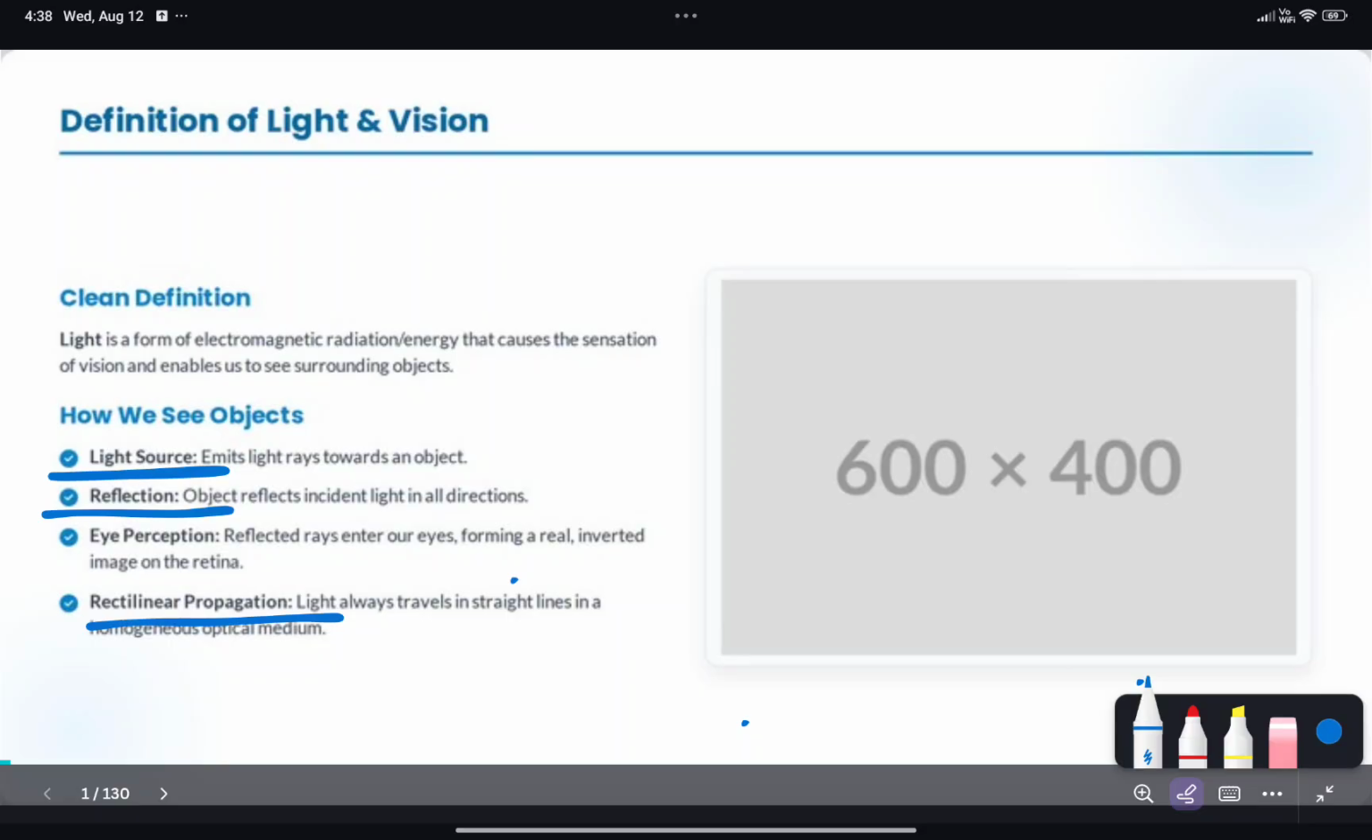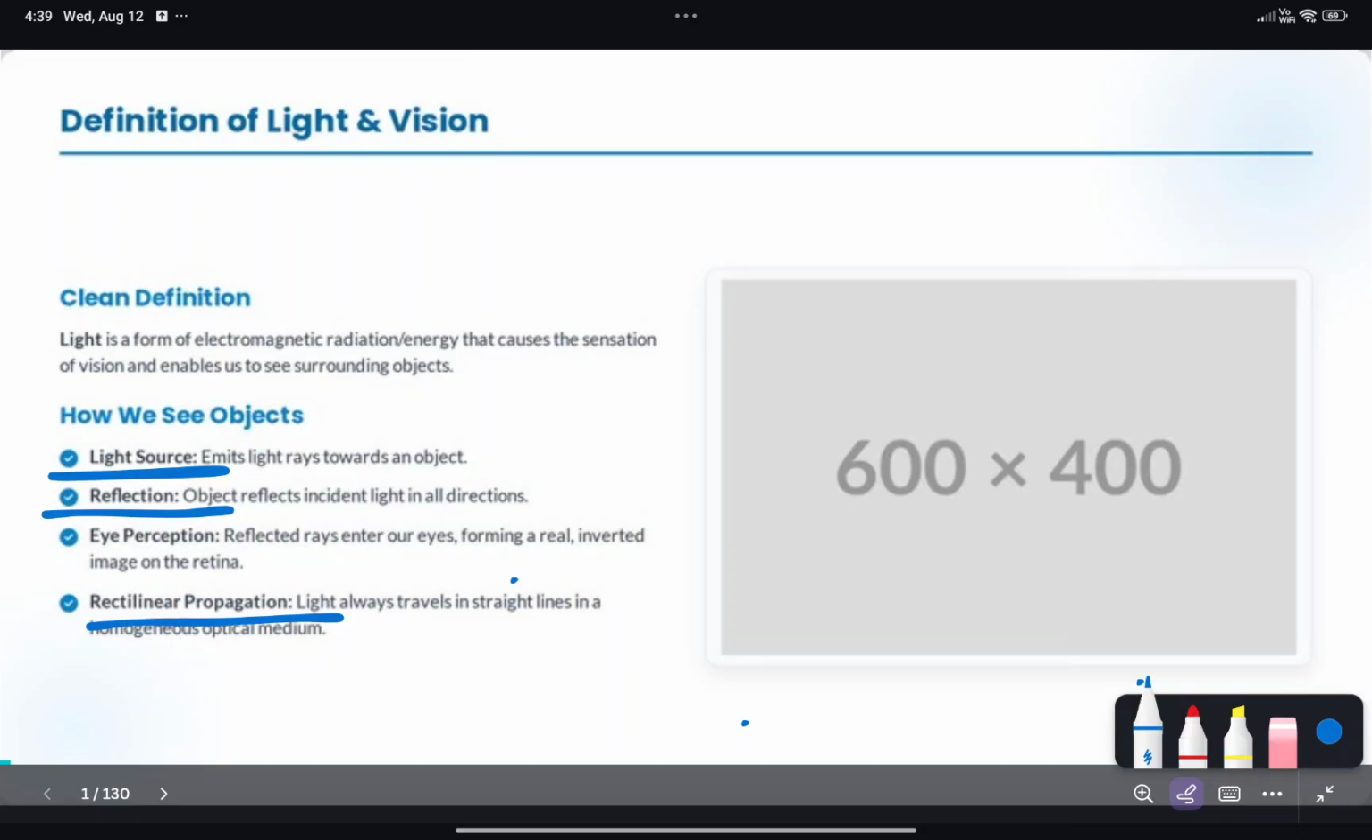Yes. Objects reflect incident light in all directions, not in a single direction. It can reflect in many directions. It means all directions. Eye perception: reflected rays enter our eyes, forming a real and inverted image on the retina. Yes or no?